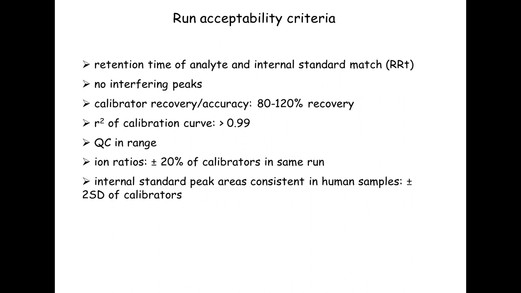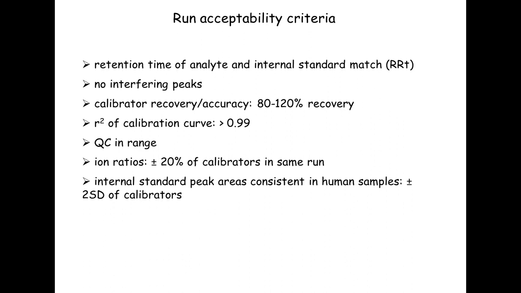Another thing that you want to do is set up your acceptability criteria for your run. So once you're actually live with your method, what has to happen or what has to be true before you will actually report results. And so you can use retention time of your analyte and internal standard. You can make sure they match. We're using normally isotopically labeled internal standards, so the retention time of the analyte and the internal standard should be the same. You can make sure there's no interfering peaks in the method. You can look at the calibrator recovery or accuracy, and you can set criteria as 80 to 120% recovery. You can set the R² of your calibration curve to be greater than 0.99.